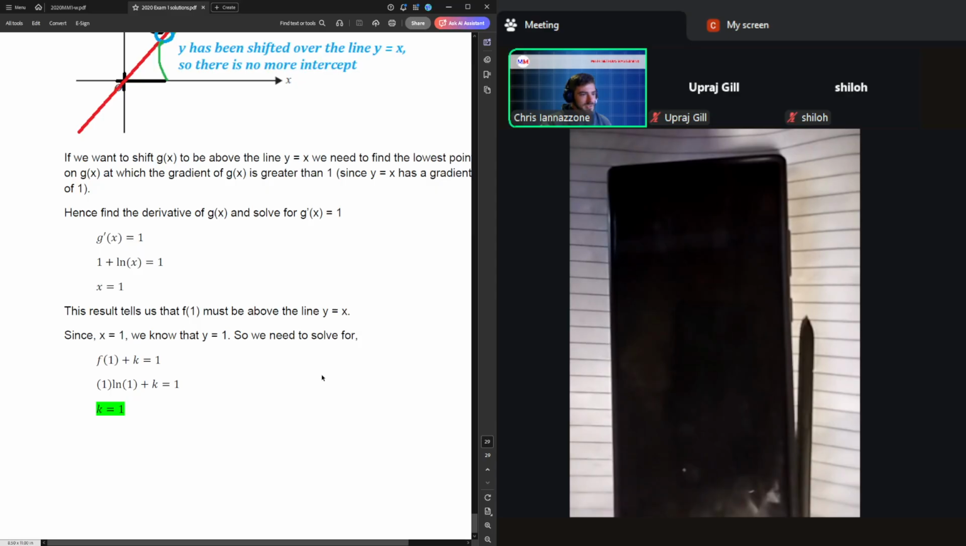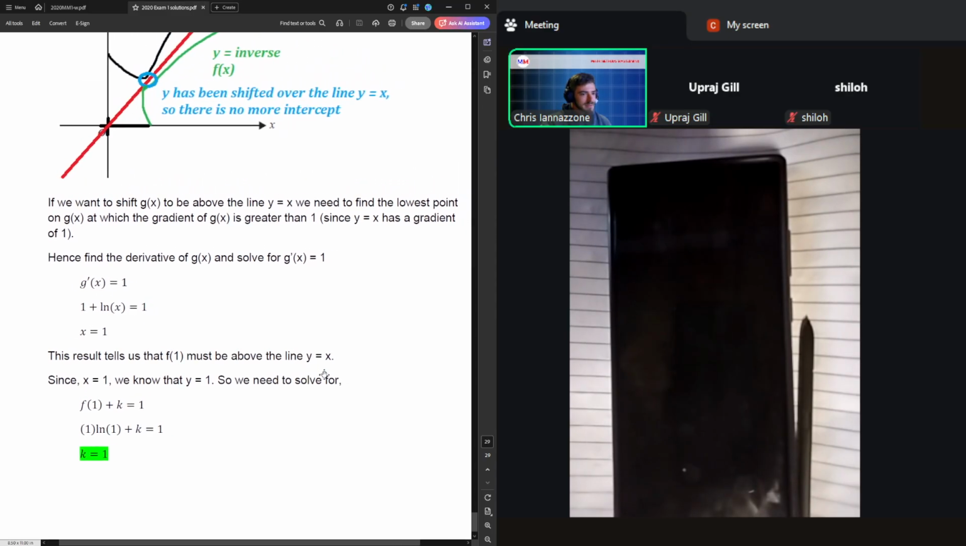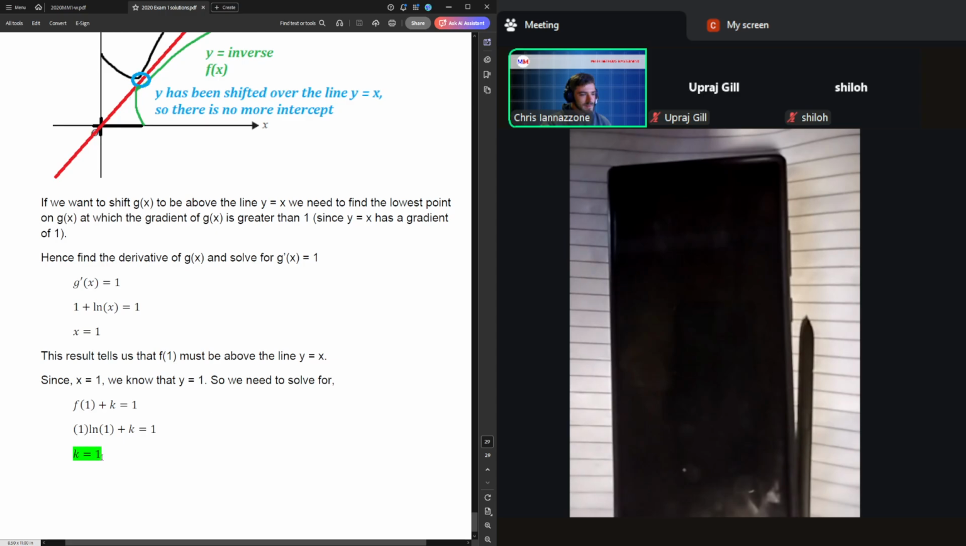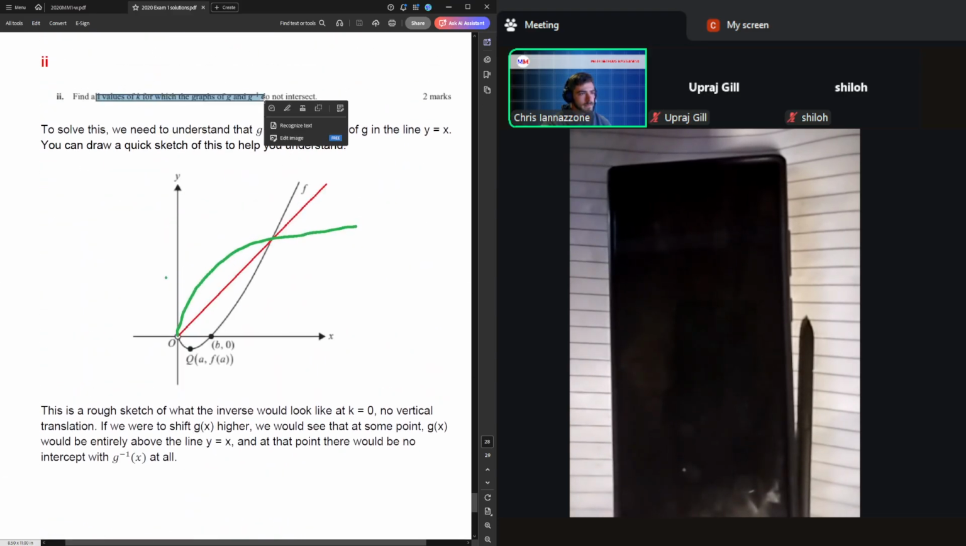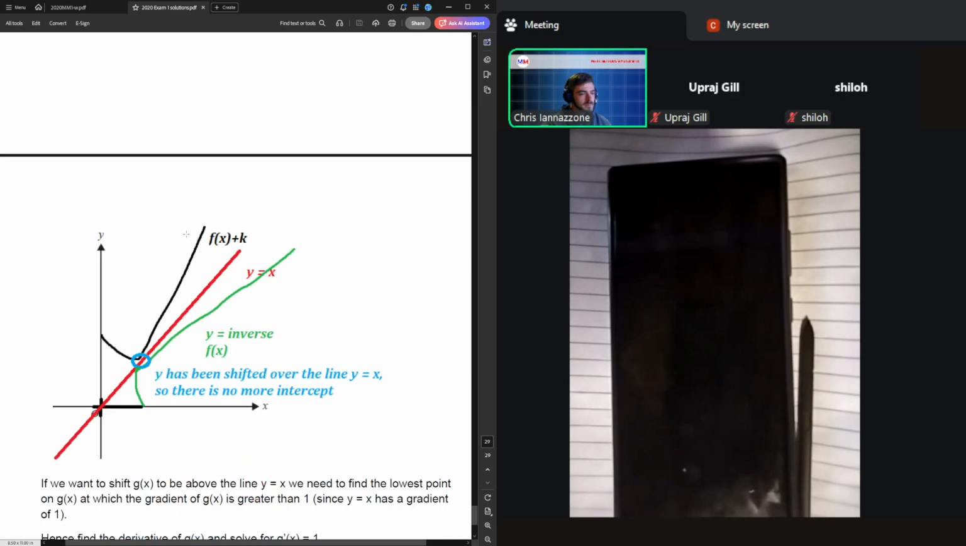A couple of things there. I need to still tidy up, clearly. But just imagine this is k greater than 1, because again, we're just trying to shift that black line slightly above, or as above as we can, all of the values above it. Is it fair enough, Neil?